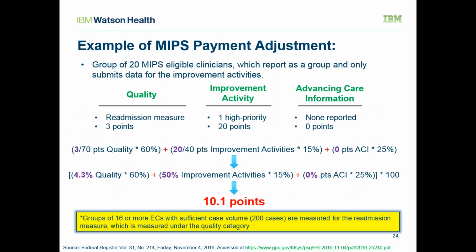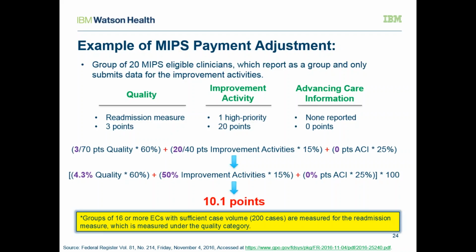And I think the best way to understand how this MIPS payment adjustment is going to work for 2017 is to give you a quick example that was provided by CMS in the final rule. So let's take this example. Say you are a MIPS eligible clinician in a group of 20 MIPS eligible clinicians, and you decide to report as a group. And you only decide to submit data for improvement activities under that particular category.